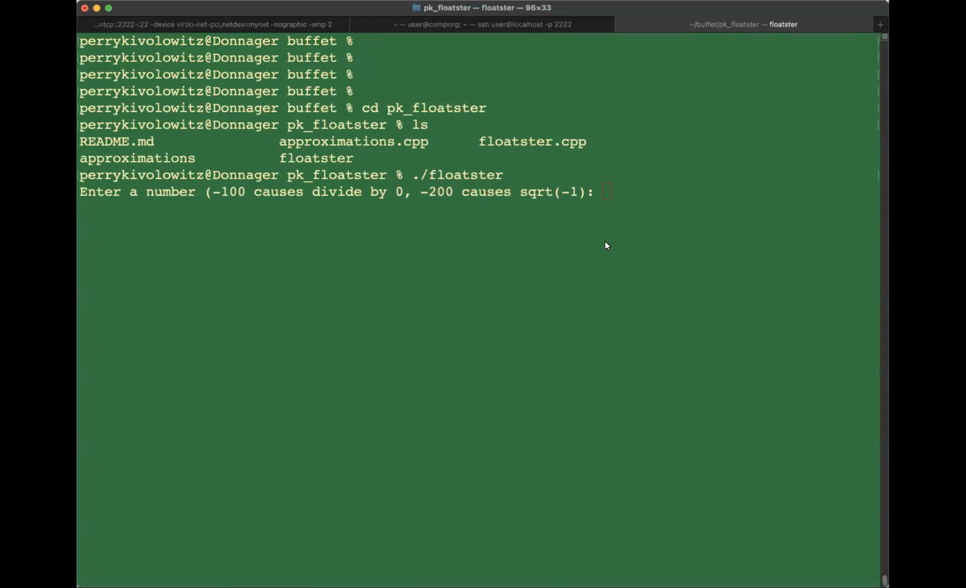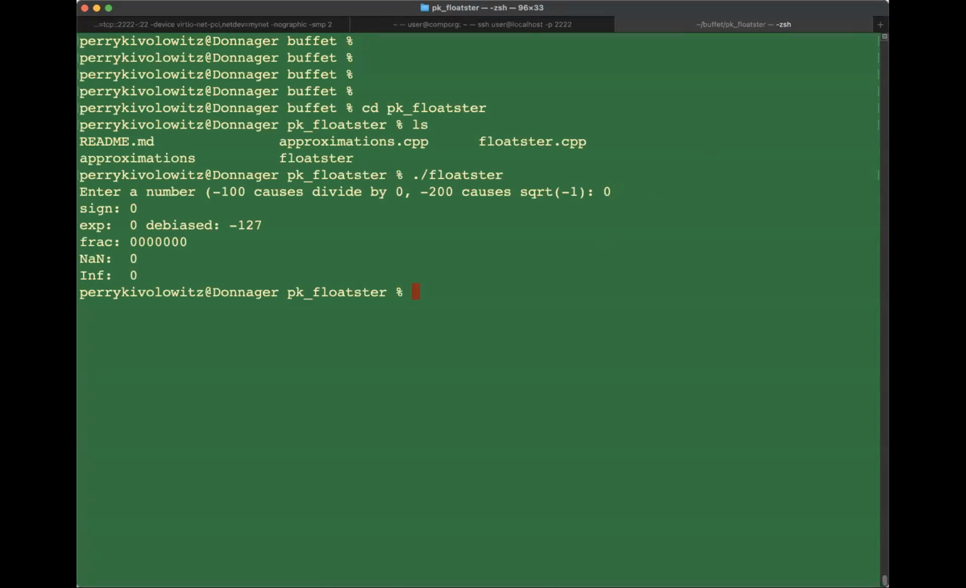Okay, we're recording now. I thought it would be useful for you to be able to see the individual bits as part of a floating point number. So this program works with single precision. So let's enter 0 and see what we get.